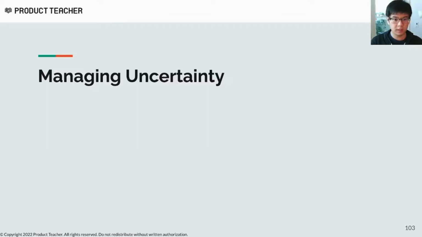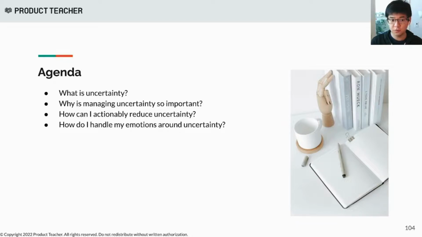In this lesson, we're going to discuss how to manage uncertainty as a product manager. So first off, we're going to define what exactly uncertainty is and why managing uncertainty is so important for product managers. From there, we're then going to discuss how exactly you can actionably reduce uncertainty rather than simply living with it. And then we're going to discuss how you can manage your emotions around dealing with uncertainty. So let's dive in.